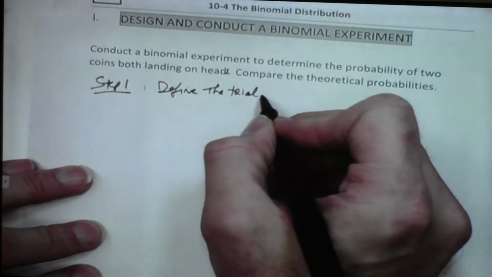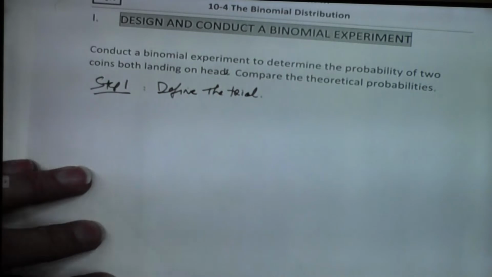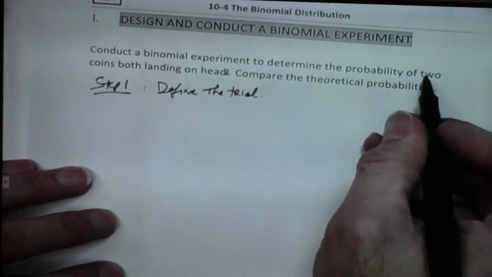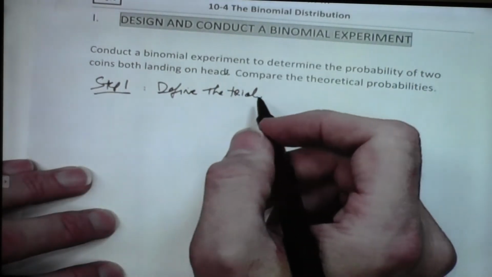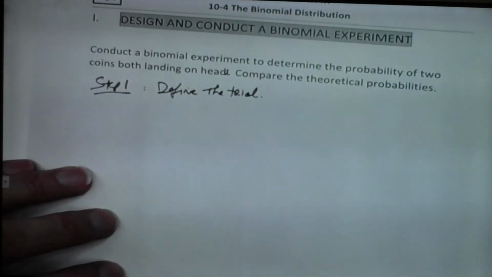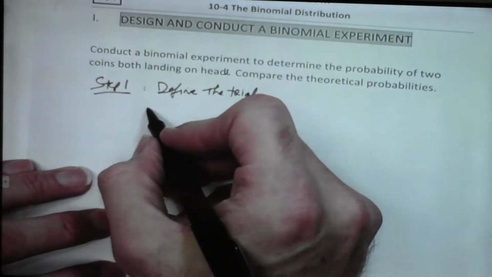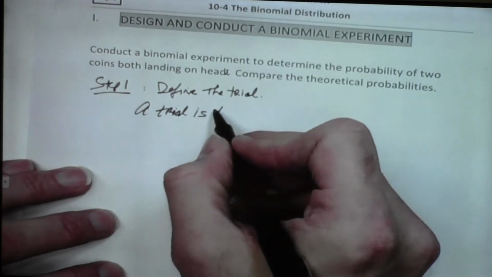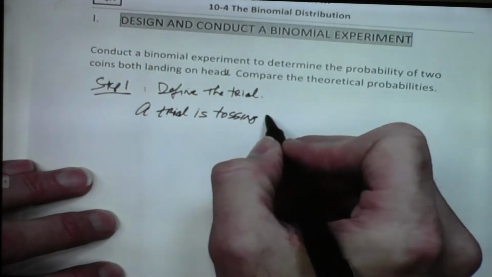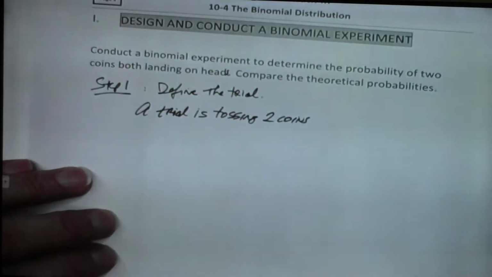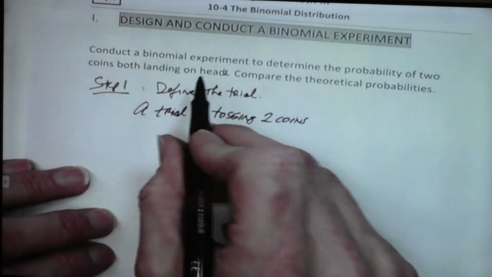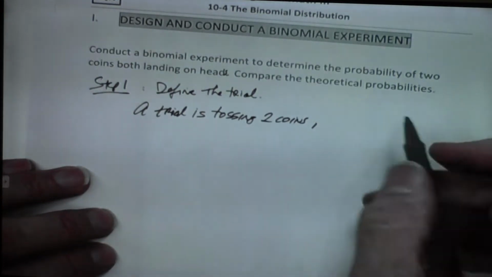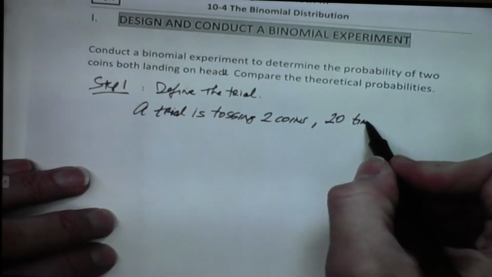Trial in this case is not like in front of a judge, but rather an experiment. You're doing different things with it. So in this case, we're going to be flipping two coins, and we have to determine how many times to do it to see what happens. So a trial for this one is tossing two coins, and you want to see how many times it lands on heads. And we're going to have to do it enough times to get some data to work with. So let's say 20 times.